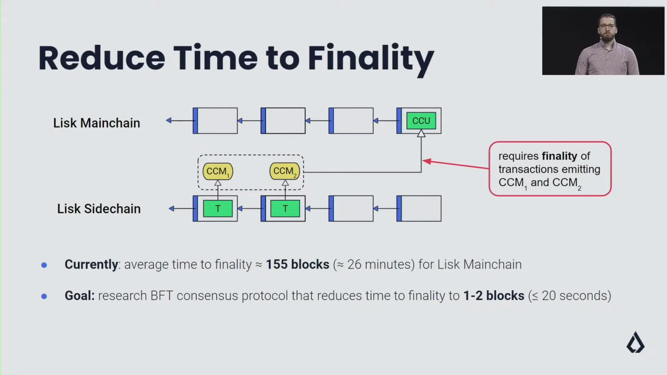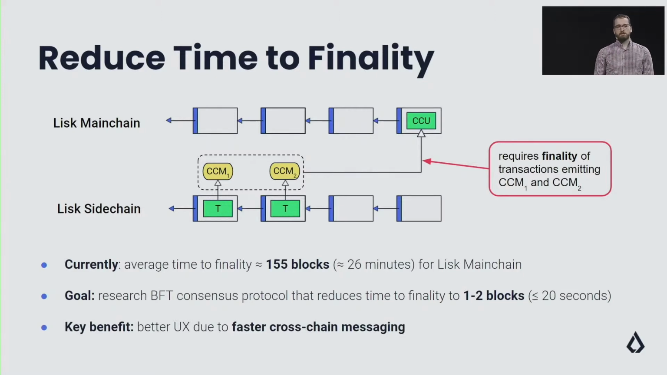So we want to research a Byzantine fault-tolerant consensus protocol that reduces this to 1 or 2 blocks, so less than 20 seconds. And why is this important? The reason is that this would greatly improve the user experience because you have a lot faster cross-chain messaging. Currently, if you transfer tokens from the Lisk main chain to a side chain, you would have to wait for finality on the main chain, so around 26 minutes, before a cross-chain update could be submitted to the side chain. Now, with a faster finality, this would be much faster. So in less than a minute, you could transfer tokens from one chain to the other chain in the Lisk ecosystem.